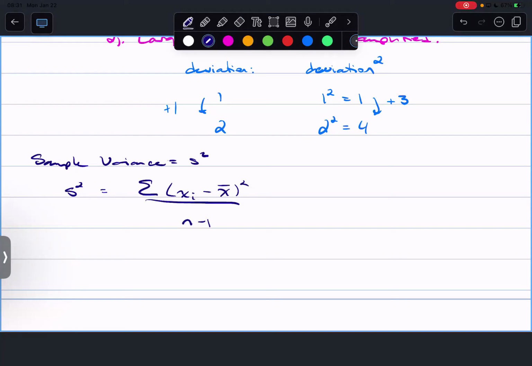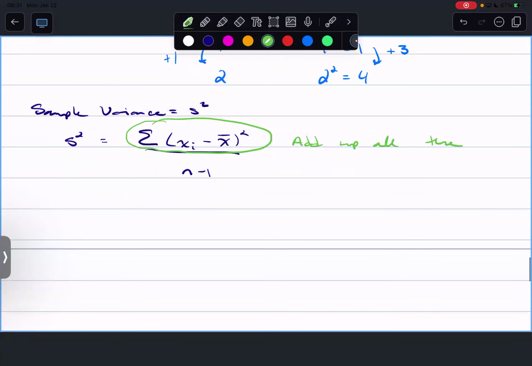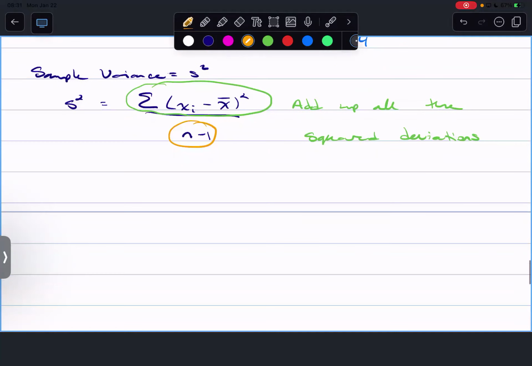So then here, maybe I'll use green. Add up all the squared deviations. And then finally, you're going to divide by n minus 1. Divide the sum by n minus 1.